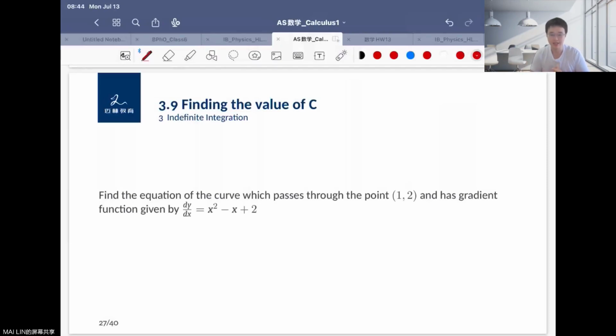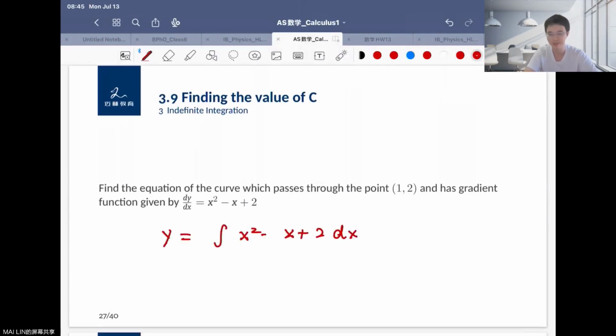So today let's keep going with indefinite integration. Okay, let's move to the first problem. Here we have the differentiation dy over dx equals x squared minus x plus 2, right? For the last lesson, we already said that to find the integral of y, we can just set y equals the integral of x squared minus x plus 2 dx, right? Okay, that is the integration function.